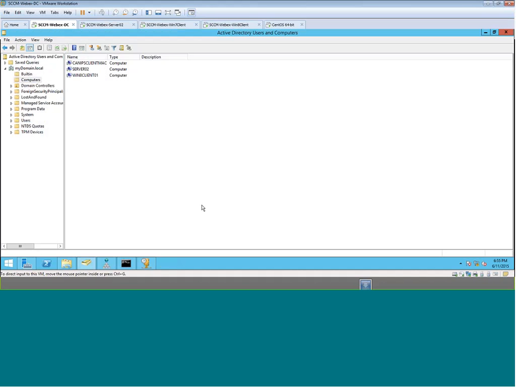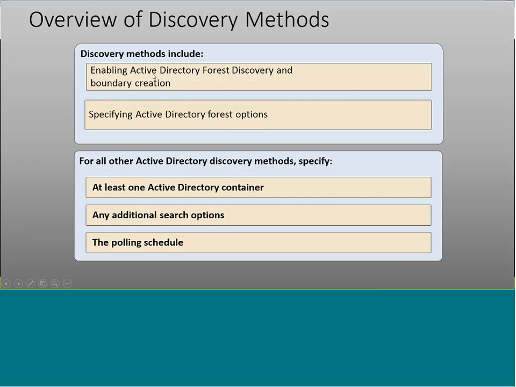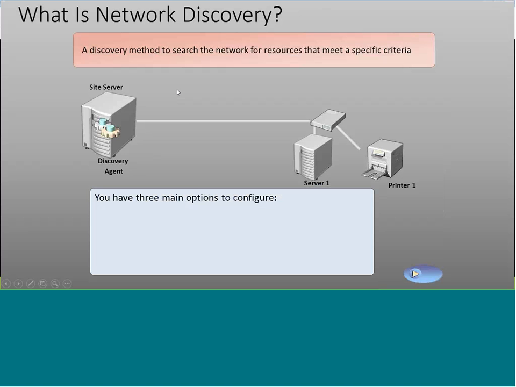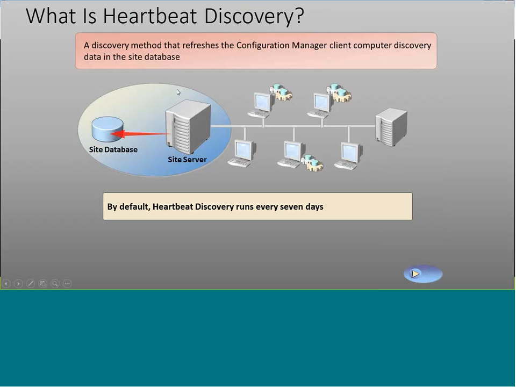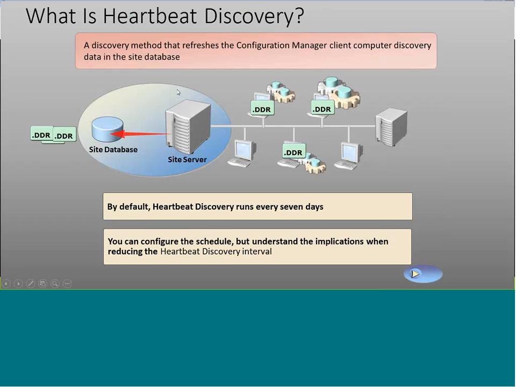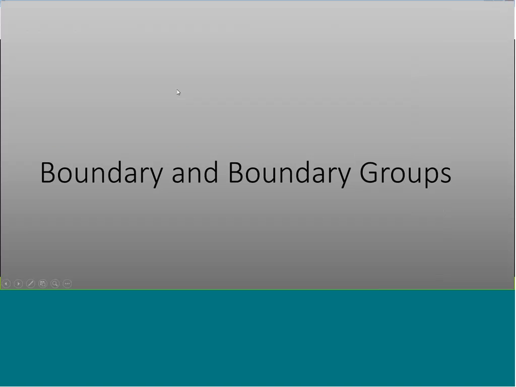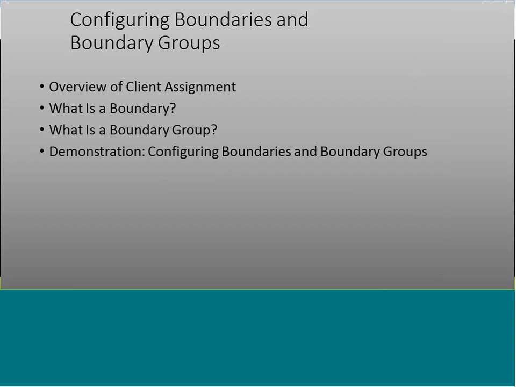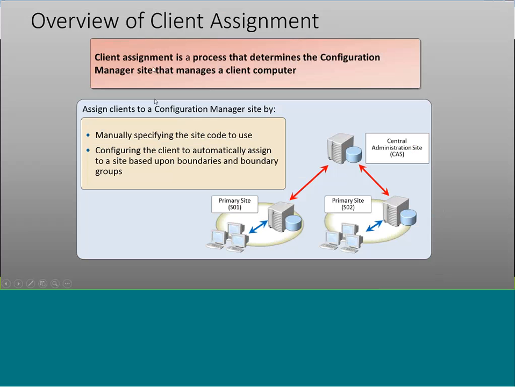So I'm just going to go back to the slide. Okay, discovery methods are done. The main thing is that, okay, boundary and boundary groups. So first we discover machines and network assets, and then we overview client assignment. Client assignment is a process that determines the configuration manager site that manages a client computer.